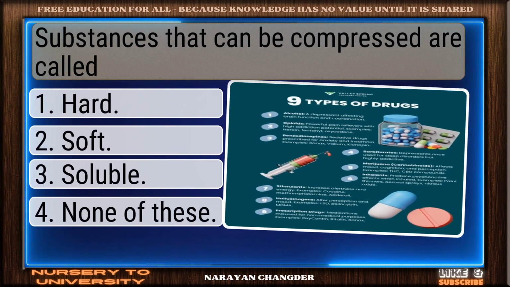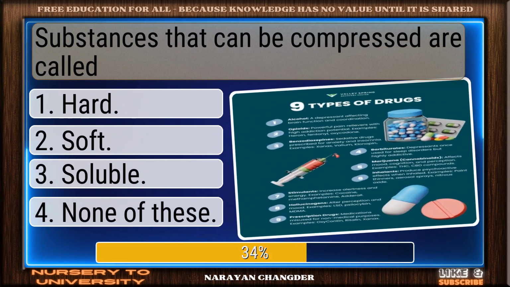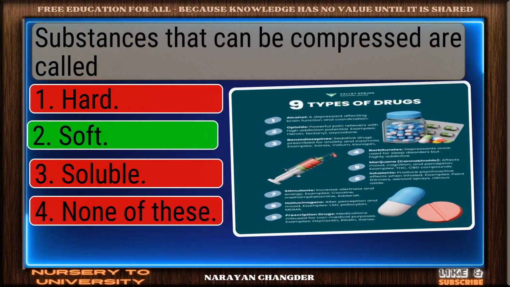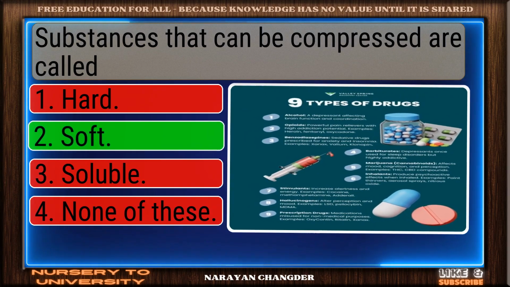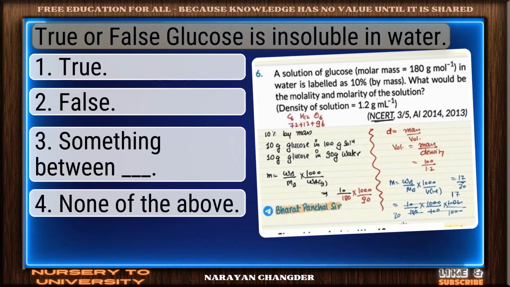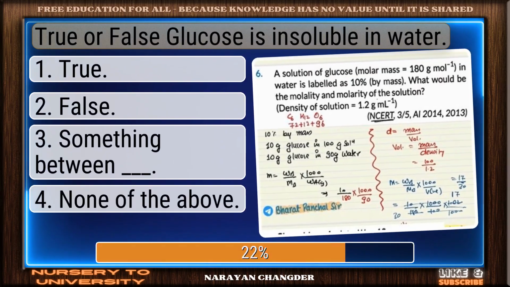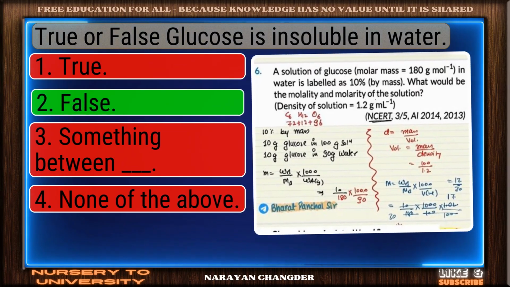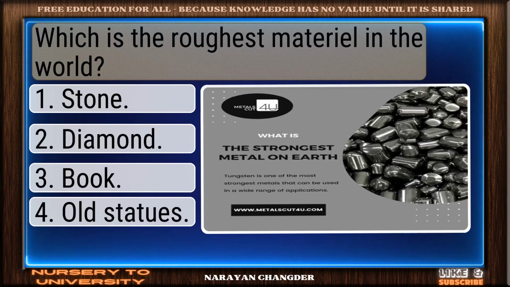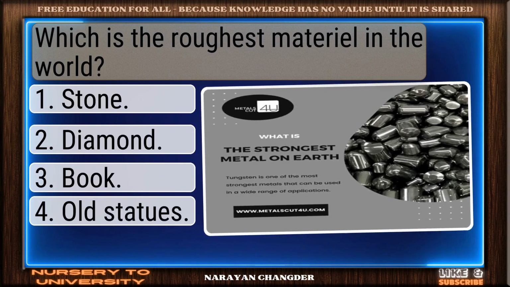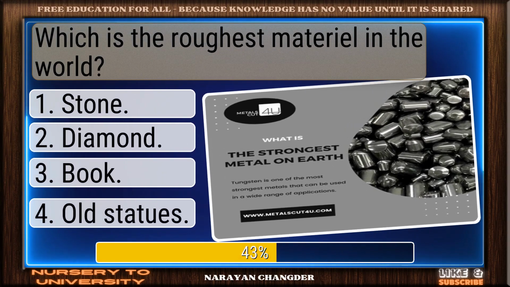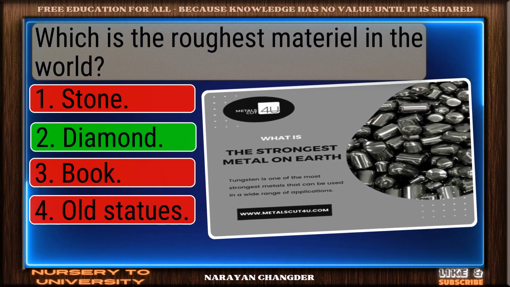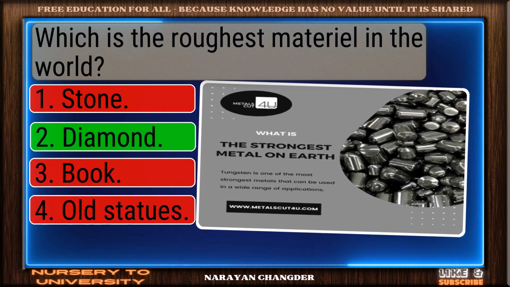Substances that can be compressed are called. Valid point. Soft is true. True or false? Glucose is insoluble in water. Good job. Your answer false works well here. Which is the roughest material in the world? Right choice. Diamond is the best answer.